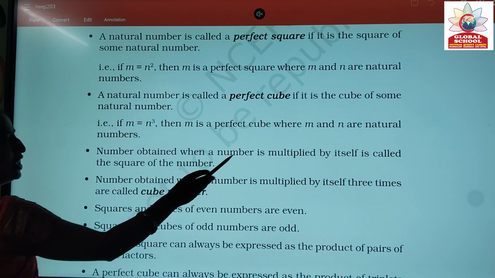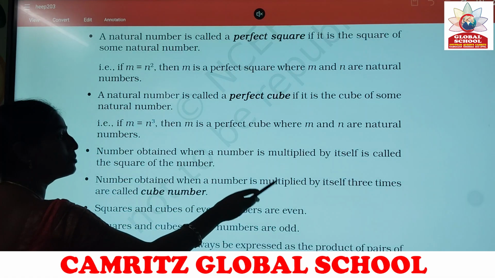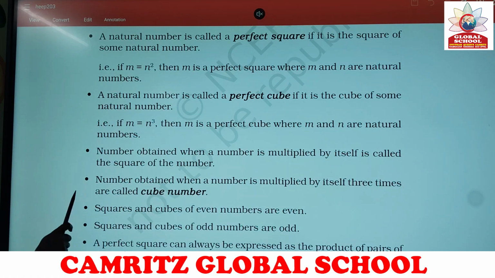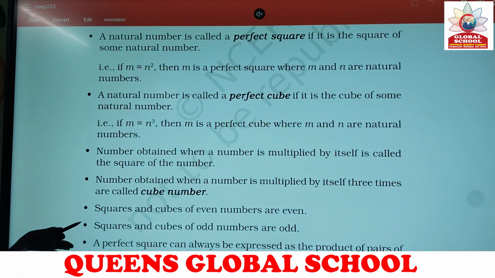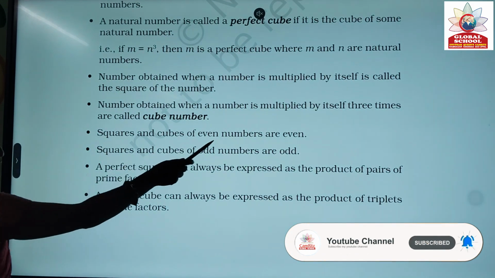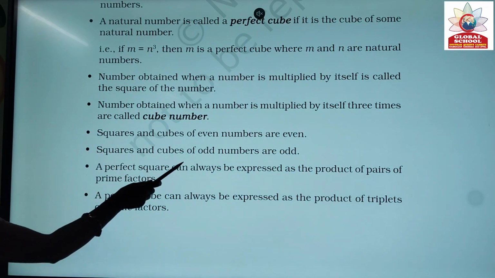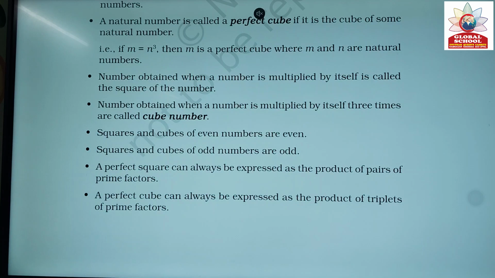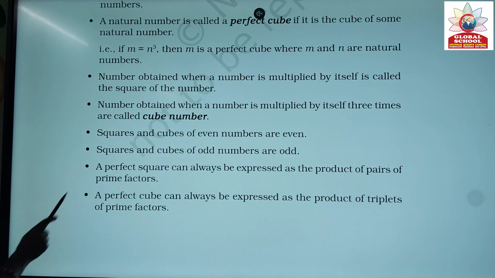The number obtained when a number is multiplied by itself is called the square of the number. The number obtained when a number is multiplied by itself 3 times is called a cube number. Squares and cubes of even numbers are even. These are some points related to square roots and cube roots. The square of an even number is even. The cube of an even number is even. The square of an odd number is odd. The cube of an odd number is odd. A perfect square can always be expressed as the product of pairs of prime factors.